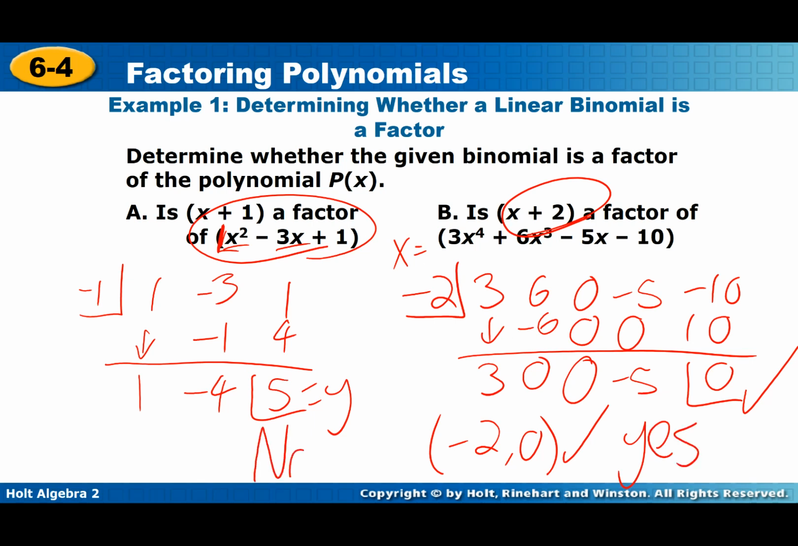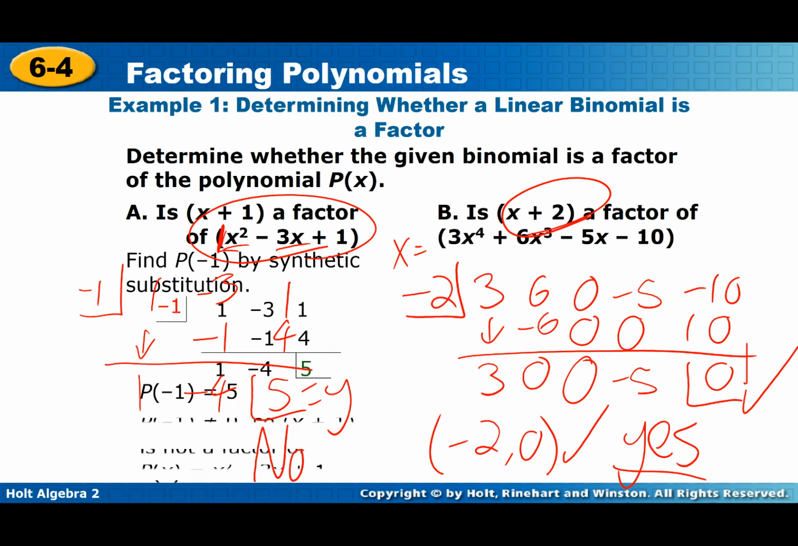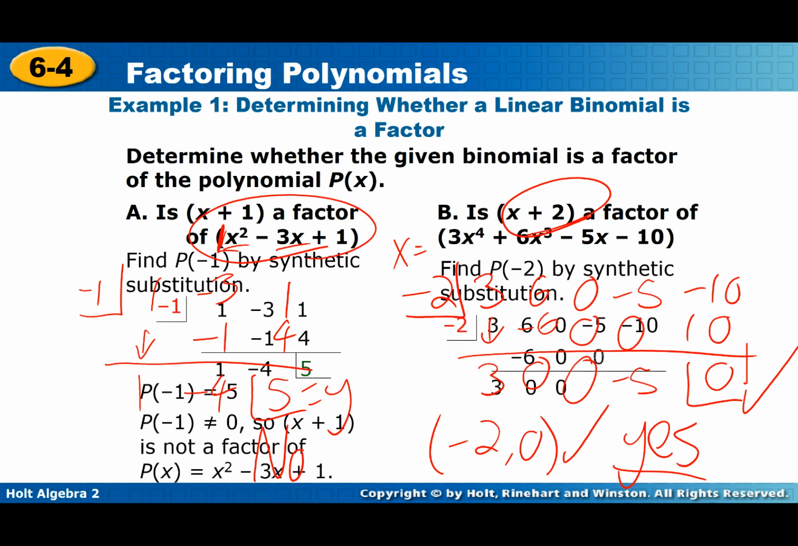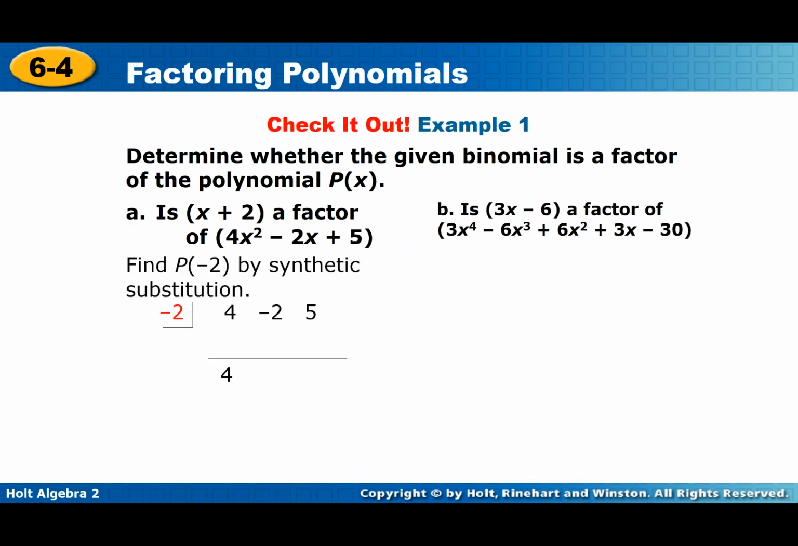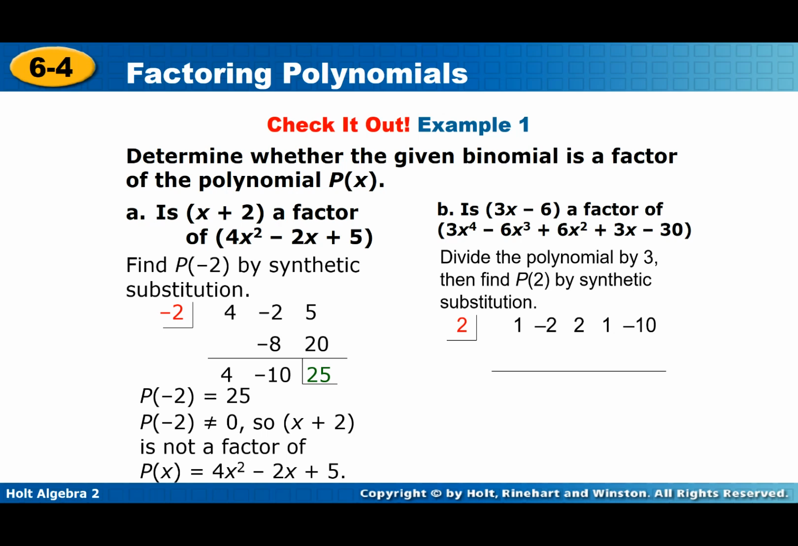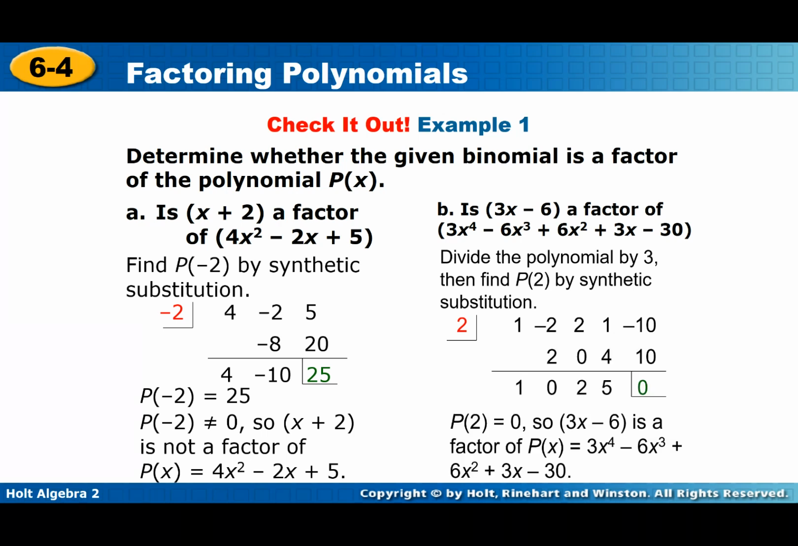So this first one was no, it's not a factor, but this one is yes, it is. So remember, all you're looking at is the remainder. If the remainder is 0, like it is in this case, it's yes. If it's not 0, it's not a factor, it would be no. That's more or less just what those are. So I think that explains it enough. Just to keep the video short and sweet, I will sort of skip ahead a little bit.